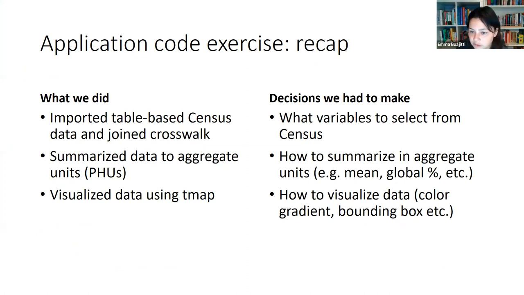We had to make some more decisions. Again, decisions that I made for you. We had to decide what variables we're interested in from the census, how we wanted to summarize them at the aggregate level, and how we wanted to visualize, all the choices for the tmap creation. And those are all decision points that you would want to consider making differently, depending on what you're specifically working on.